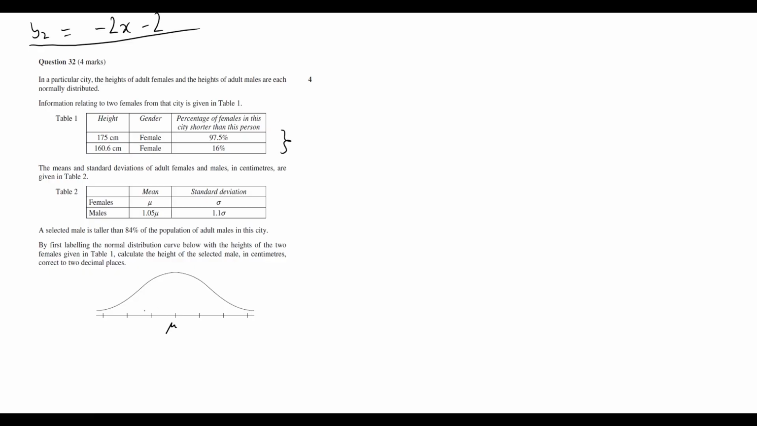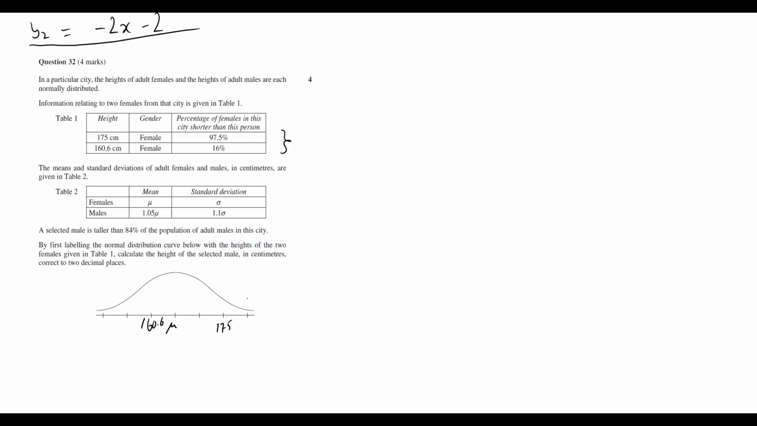So what that now means is that essentially, if you're taller than 16% of people, then you must lie down here, 1 standard deviation less than the mean. So it's going to be 160.6. And now if you're taller than 97.5% of people, that means you'll be 2 standard deviations above. So now this becomes 175.